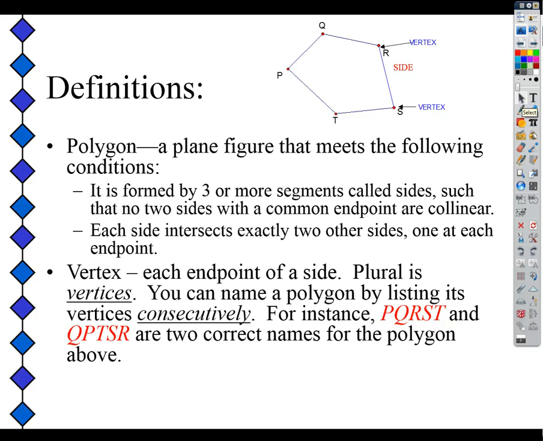STPQR. STPQR, good. So he started at S and walked around the outside clockwise. And that's fine. Could he have gone the other way? Sure. You can start at any point and move around the outside to label the vertices consecutively in any order. But give me an example of one that doesn't work. Janae, what's an example of a name for this that would not work?